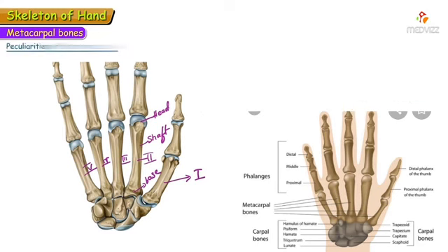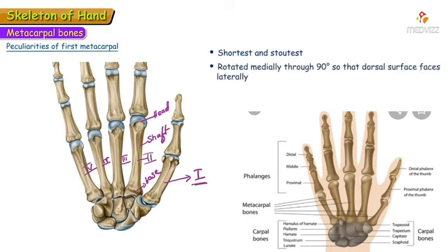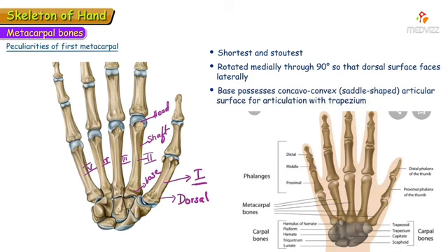So let's see some peculiarities of the first metacarpal bone. The first metacarpal bone is the shortest and stoutest. So it is a thicker one which is present below the thumb and it is rotated medially through 90 degrees so that the dorsal surface faces laterally. So here this is the dorsal surface which faces laterally and its base possesses a concavo-convex saddle-shaped articular surface. So you can see here it is not like other metacarpals, it is concavo-convex. So it makes the saddle joint.